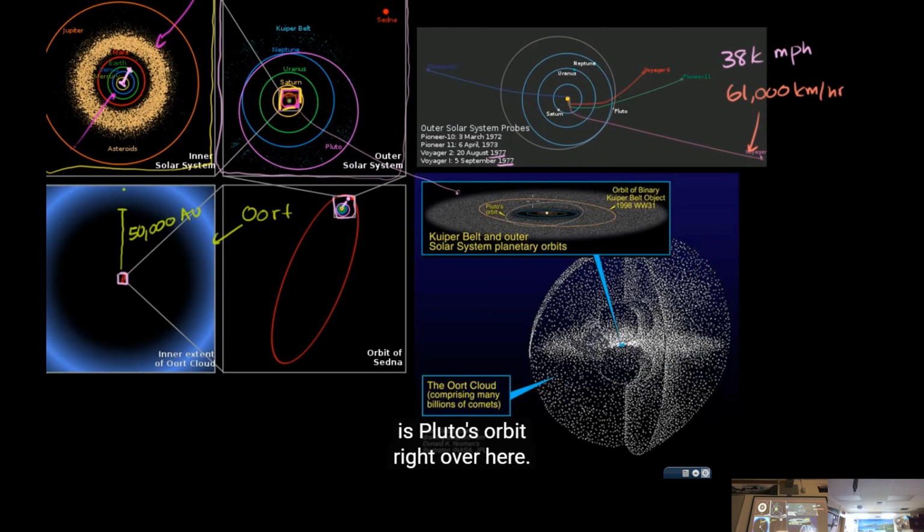This is Pluto's orbit right over here. This whole diagram is only sitting right over there. You can barely see it. This whole diagram is just that dot in this. And then you can see the Oort cloud all around it. It's more of a spherical cloud, and we think it exists. Obviously, it's hard to observe things at that distance.